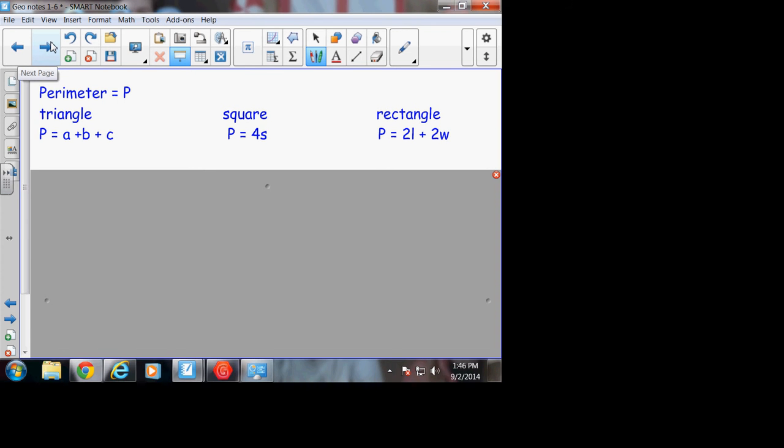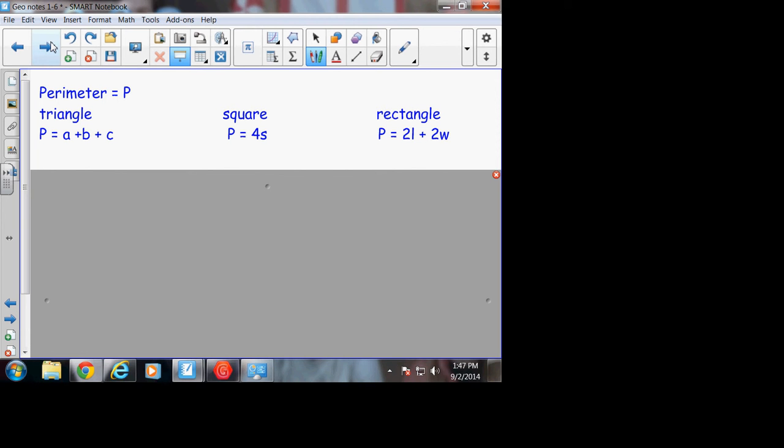All right, like I said, first part of this is easy. Next we get into perimeter. Okay, so we're looking at three types of perimeters. The perimeter of a triangle, the perimeter of a square, and the perimeter of a rectangle. Triangle, P equals A plus B plus C. What is A, B, and C? The sides. So we're going to add up the sides of the triangle, and that gives us the perimeter.